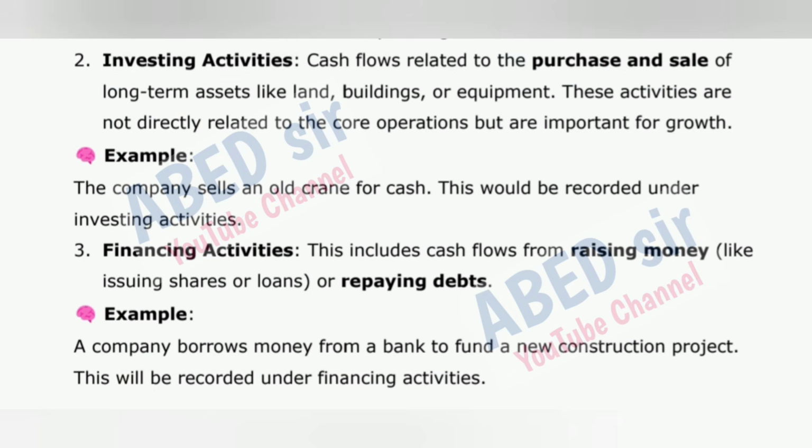3. Financing activities. This includes cash flows from raising money, like issuing shares or loans, or repaying debts. Example: a company borrows money from a bank to fund a new construction project. This will be recorded under financing activities.